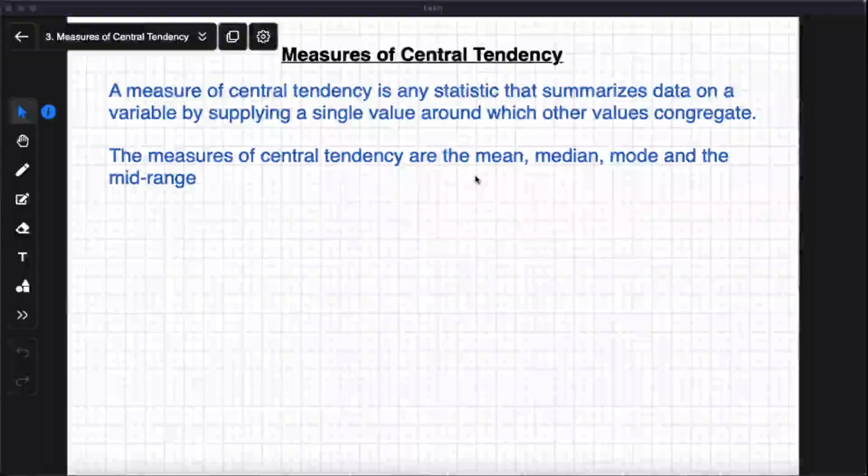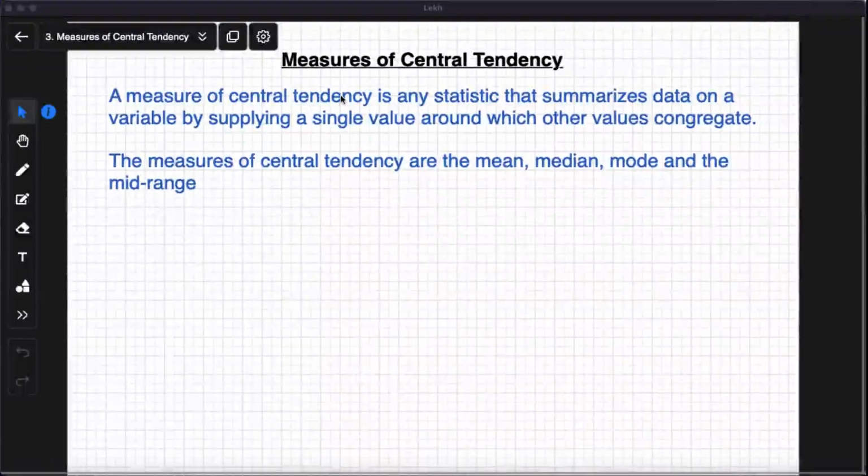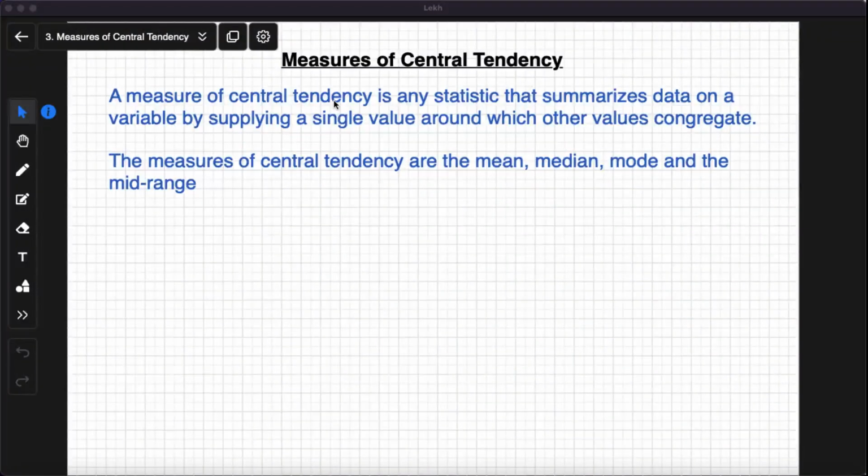Alright, so welcome to this lesson. Here we are going to be looking at measures of central tendency. A measure of central tendency is any statistic that summarizes data on a variable by supplying a single value around which other values congregate. So what do we mean by central tendency?